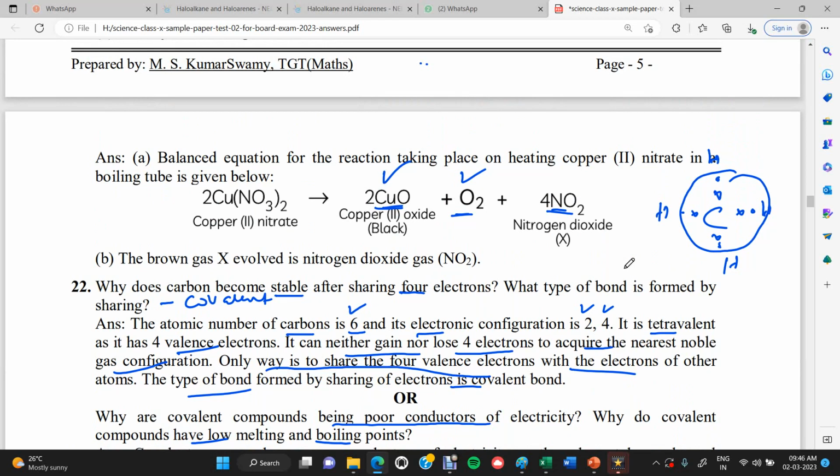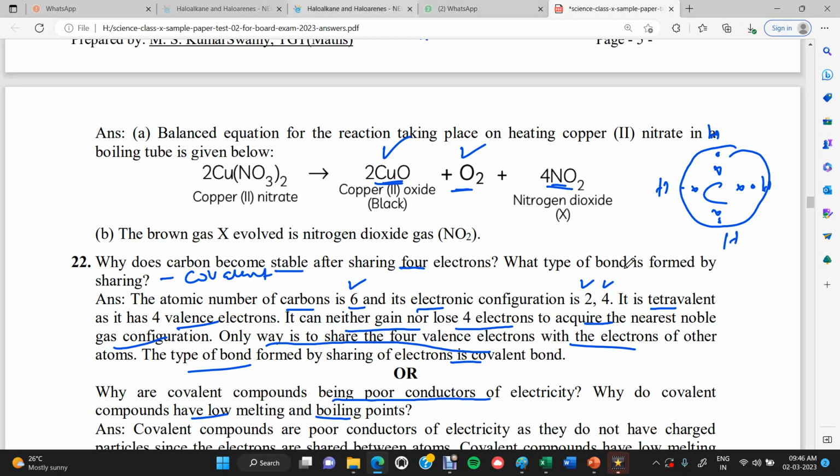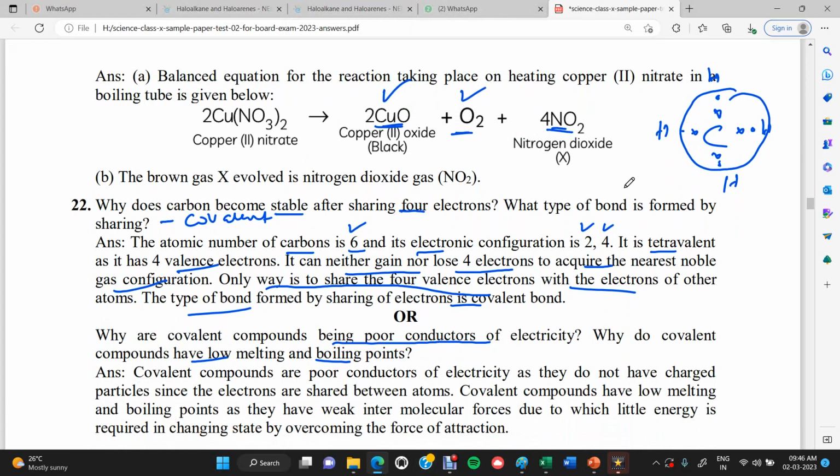Yes. Poor conductors of electricity. Why do they have low melting and boiling points? What you have said is right. The covalent compounds are poor conductors of electricity as they do not have charged particles, since the electrons are shared between the atoms.